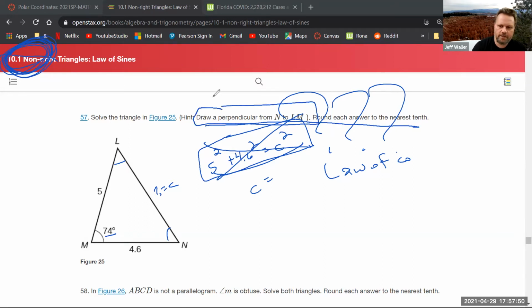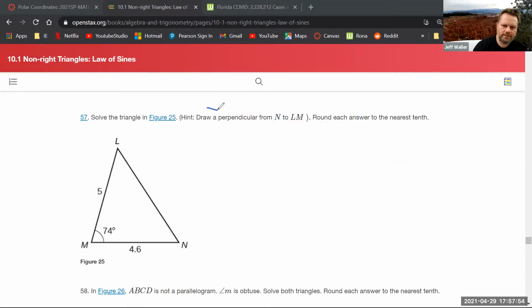And just to make sure you guys understand, let me get rid of all my stuff. Hold on. So what does this mean? Draw perpendicular from N to LM. So what that means is, let me do what I reminded myself of earlier. If I draw until it looks like it's about a right angle, sure, why not?